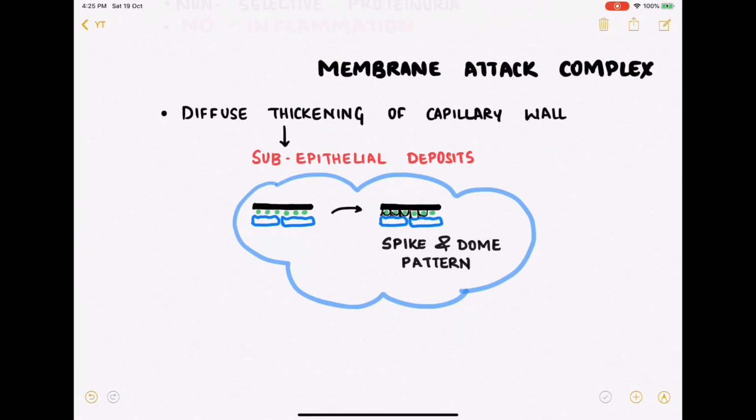Diffuse thickening of the capillary wall is also evident in membranous nephropathy. This is because of the deposition of immune complexes. These immune complexes are deposited subepithelially, that is, on the outer aspect of the glomerular basement membrane. With time, the basement membrane grows around the deposits, giving it a spike and dome pattern. Membranous nephropathy does not respond well to corticosteroid therapy.